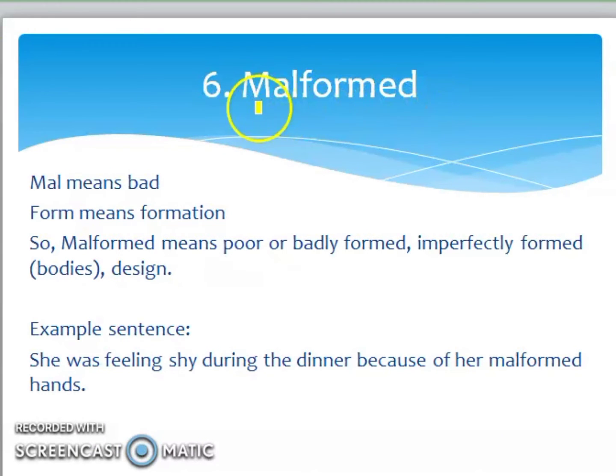Next, malformed. Now, mal means bad or poor, and form is formation. So malformed means poor or badly formed, imperfectly formed, especially bodies and designs. So, when something is poorly formed or badly formed, that looks ugly. It could be any design, it could be a body or a structure. Example: she was feeling shy during the dinner because of her malformed hands.